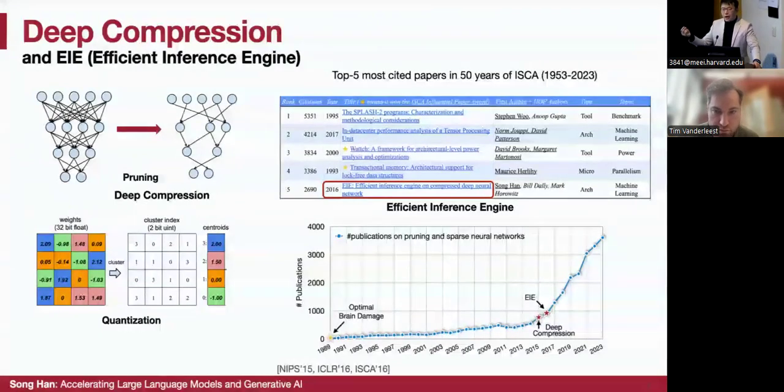And we worked on a hardware accelerator that can directly work on the sparse and compressed model called the Efficient Inference Engine, which is the top 5 most cited paper in the 50 years of ISCA. And you can see the top 2 is the in-data center performance analysis of TPU, Google's TPU paper. And this year, model compression is widely used, and the number of publications on pruning and sparse neural networks is growing very fast.